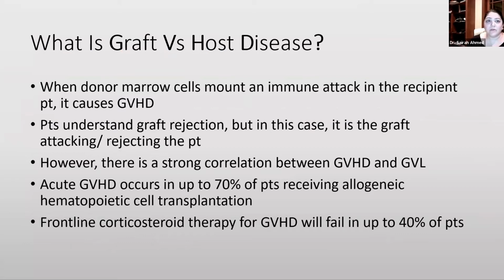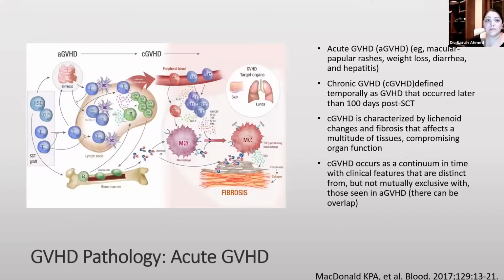now using. So graft versus host disease is when the donor marrow cells mount an immune attack on the recipient, which causes GVHD. Now, patients can understand this as graft rejection, but actually that's not the case. This is the graft that's actually attacking the patient. There's a strong correlation between GVHD and graft versus leukemia or lymphoma effect, and we'll talk about that a little bit later. Acute graft versus host disease of any grade will be seen in up to 70% of patients receiving an allogeneic transplant. And frontline corticosteroid therapy for GVHD can fail in up to 40% of patients.